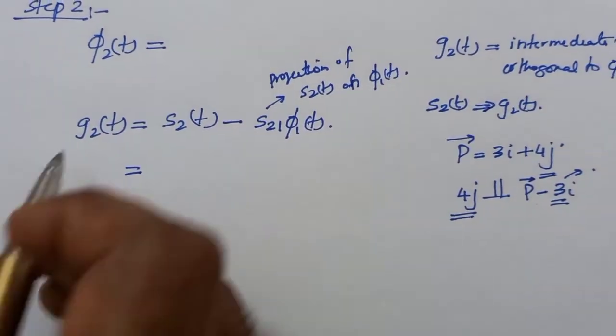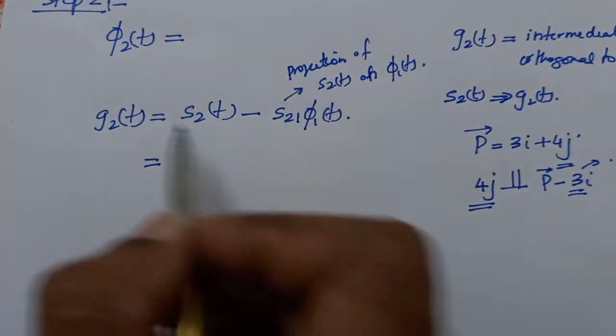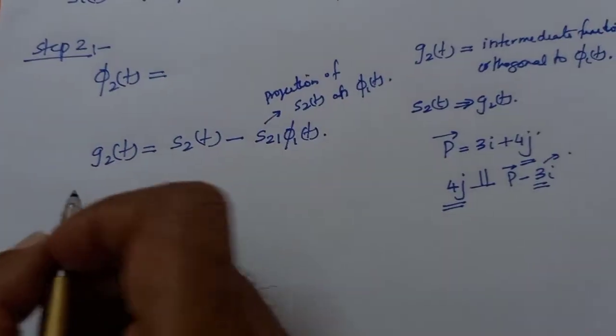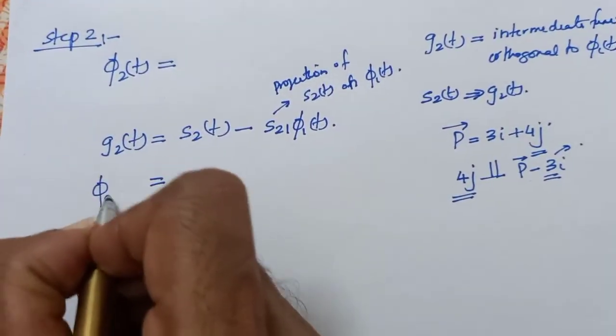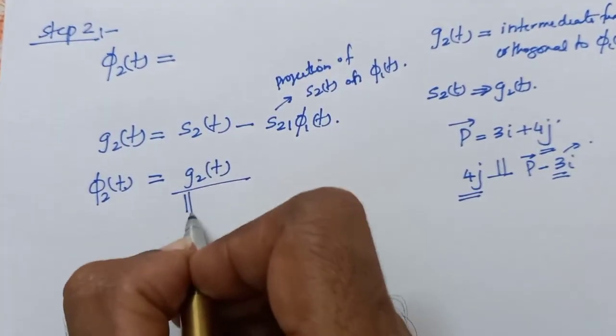So we can say that G2(t) is a component which is completely orthogonal to the first axis. Now how will you find phi2(t)? Phi2(t) will be equal to G2(t) divided by the norm of G2(t).